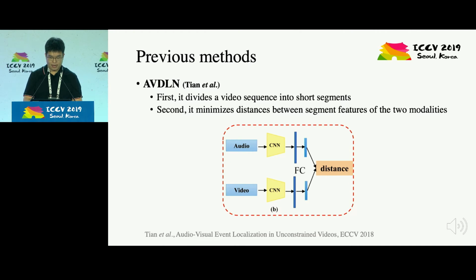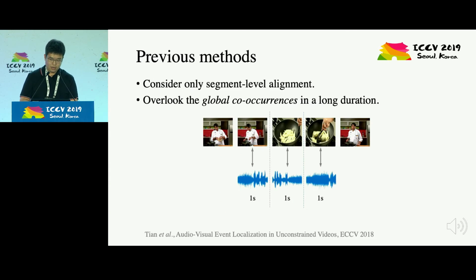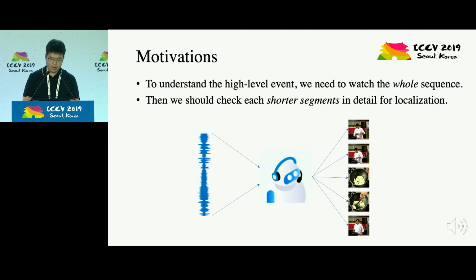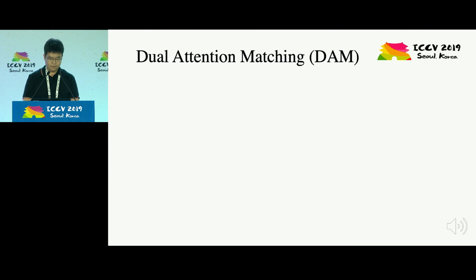Previous methods on this task first divide the video sequence into short segments, and then they minimize the distance at the segment level features. However, this method considers only segment level alignment and overlooks the global co-occurrence in a long duration. So here comes our motivation. To better understand the event at a high level, we need to watch the whole sequence, and then we should check each shorter segment for localization.